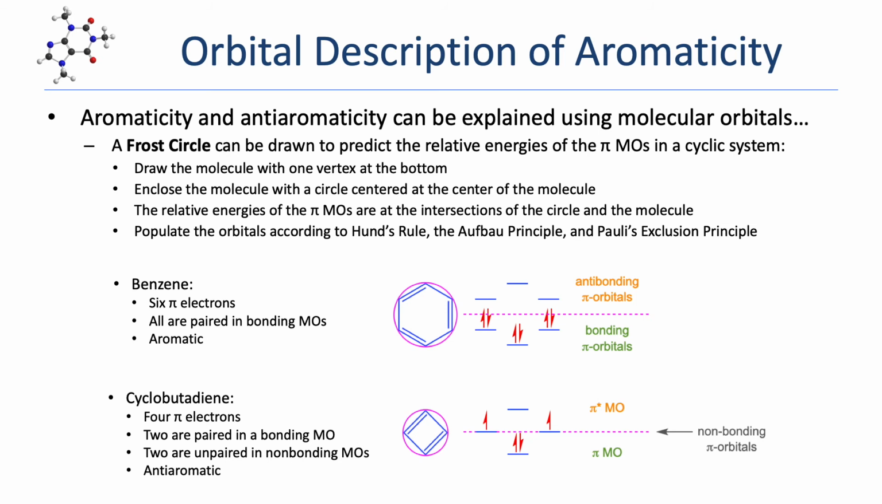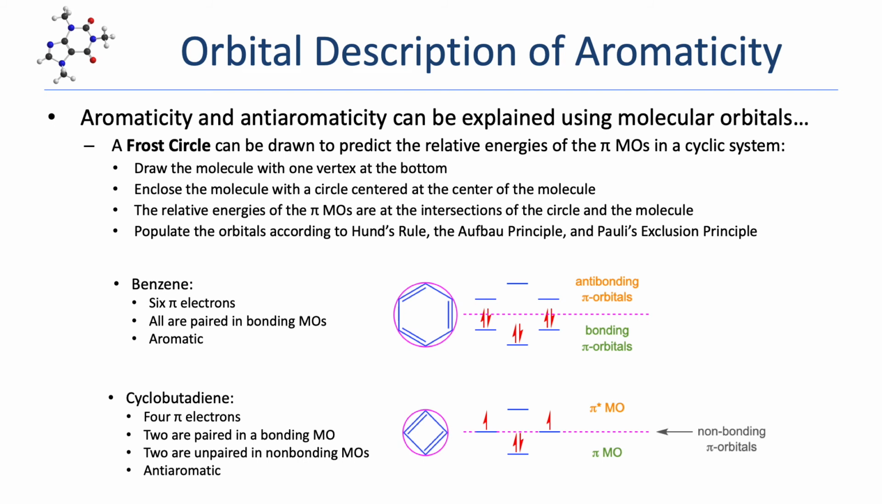It's actually pretty straightforward. We start by drawing the molecule with one vertex at the bottom of the structure. We then enclose the drawing with a circle centered at the center of the molecule. The relative energies of the pi molecular orbitals are then inferred to be at the intersections of the circle and the vertices of the molecule. Once we know the relative energies of the orbitals, we populate those orbitals with electrons following Hund's rule, the Aufbau principle, and the Pauli exclusion principle. So let's see how this works with two examples.